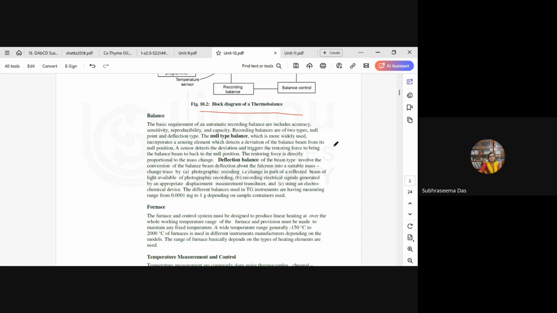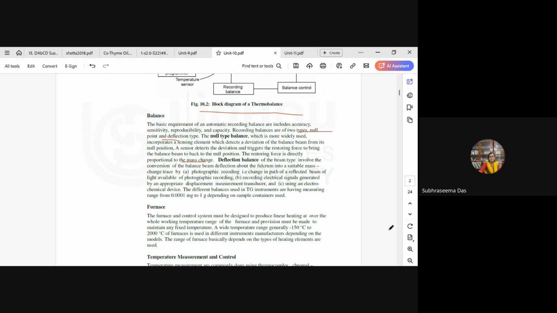The recording balances are of two types: the null point and the deflection type. The null point balance is more widely used. It has a sensing element which detects the deviation of the balance beam from its null position. A sensor detects the deviation and triggers the restoring force to bring the balance to its original position. The restoring force is directly proportional to the mass change.